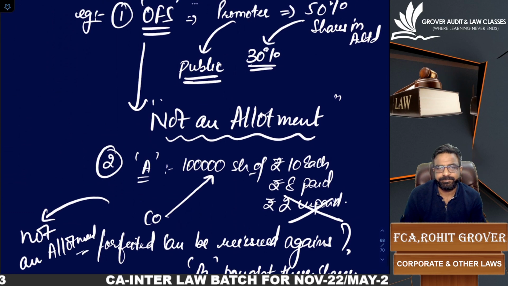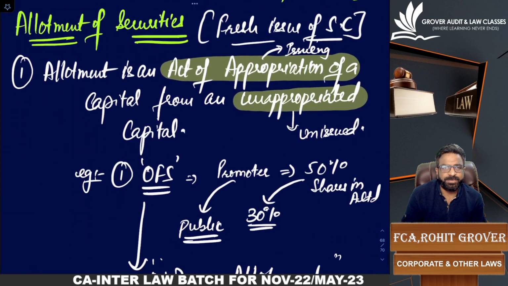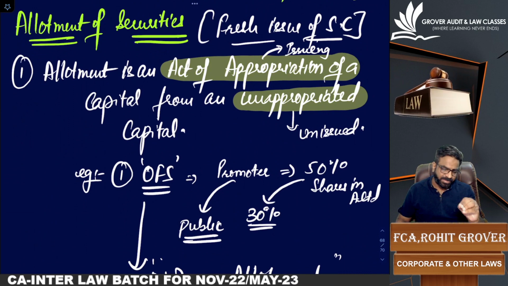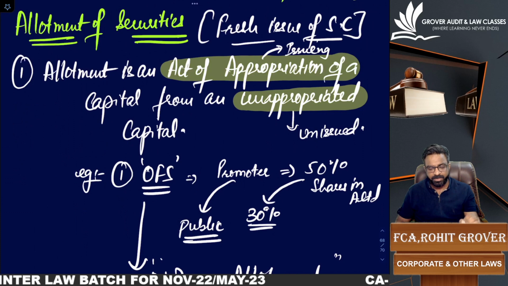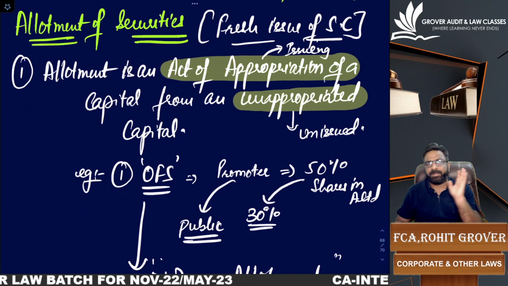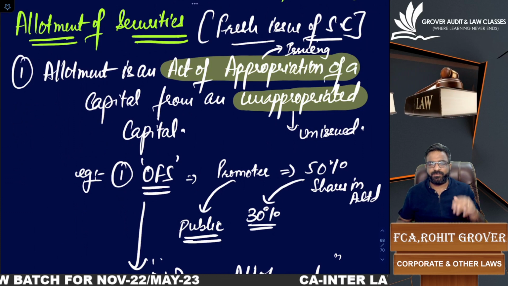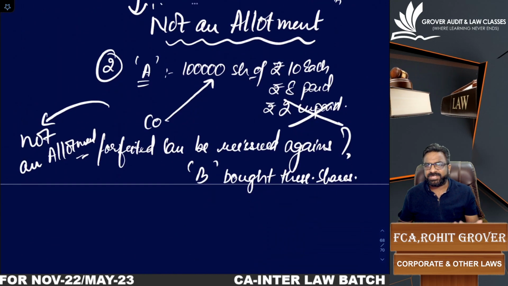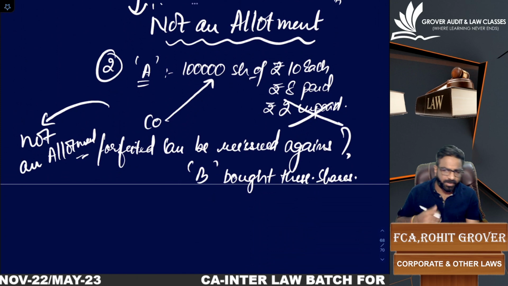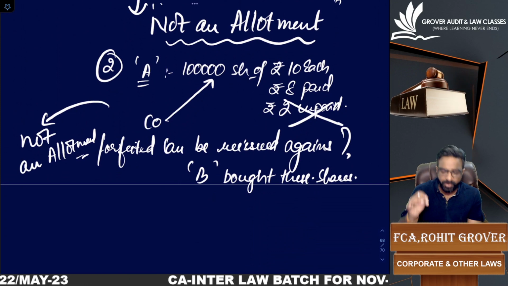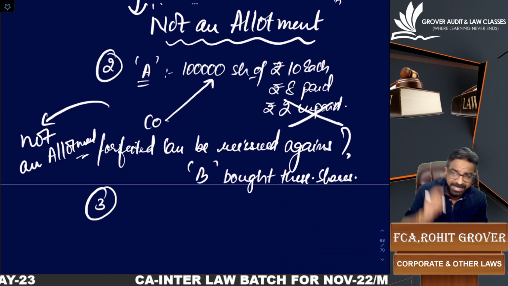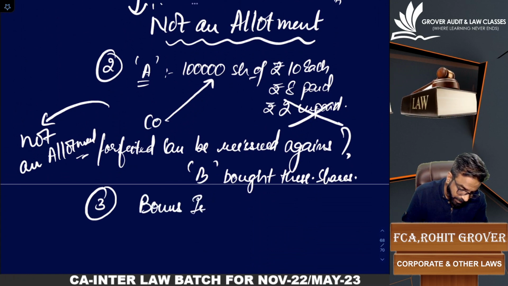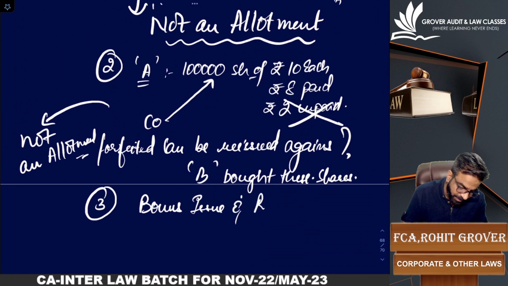Did you all understand the meaning of allotment, everyone? Yes or no? So this is what we mean by allotment of securities. Allotment is an act of appropriation of a capital from an unappropriated capital. Right or not? Therefore, offer for sale of securities and reissue of forfeited shares are not allotments. Now, the third example, everyone, please listen to me carefully. Is bonus issue and right issue an allotment?